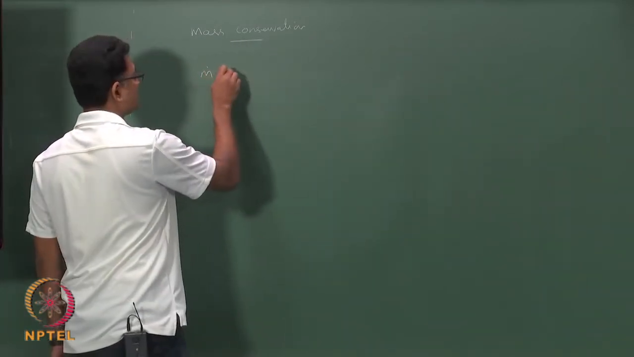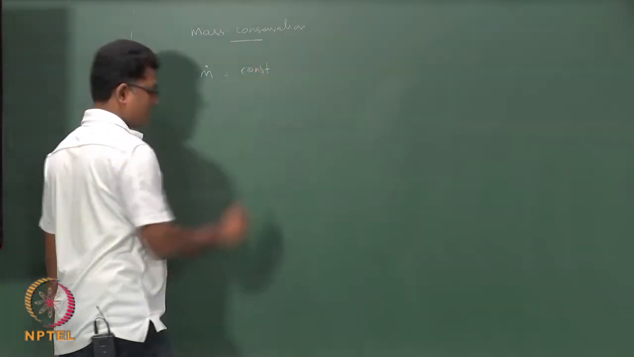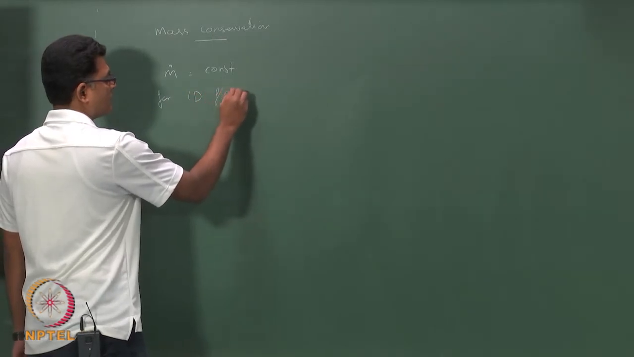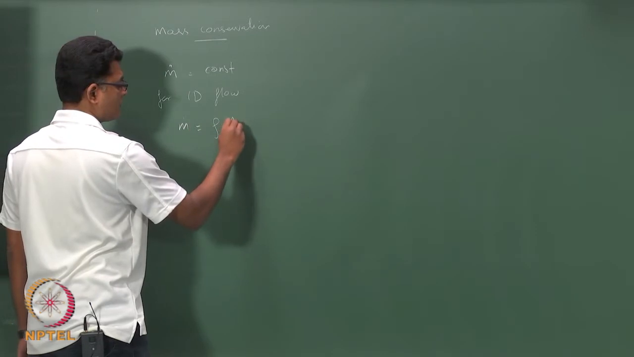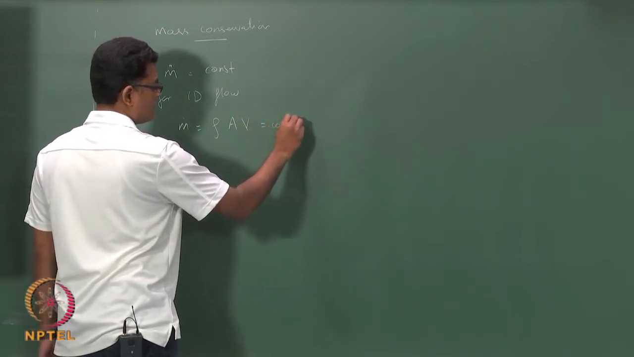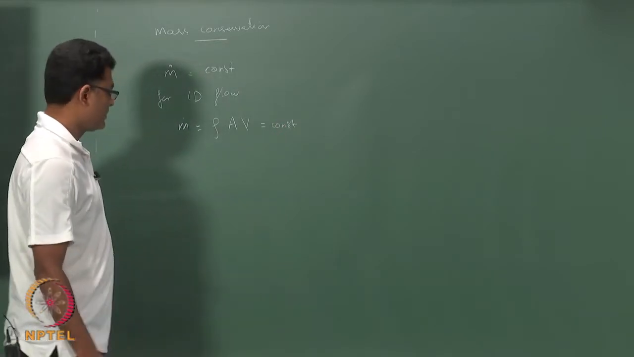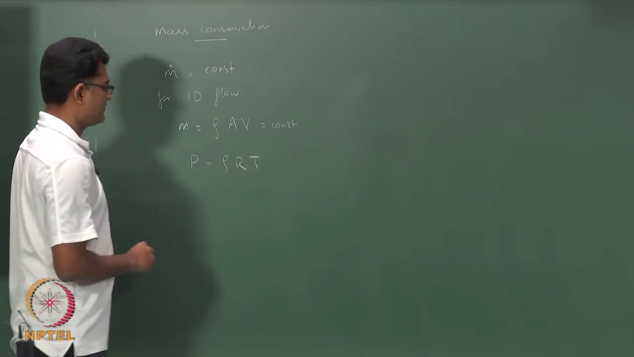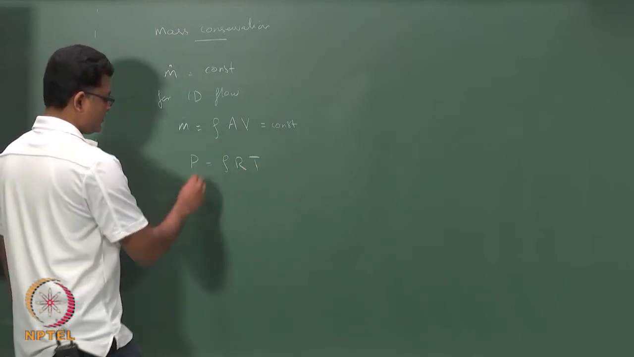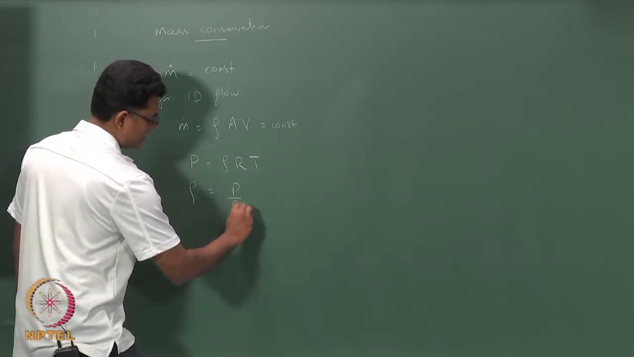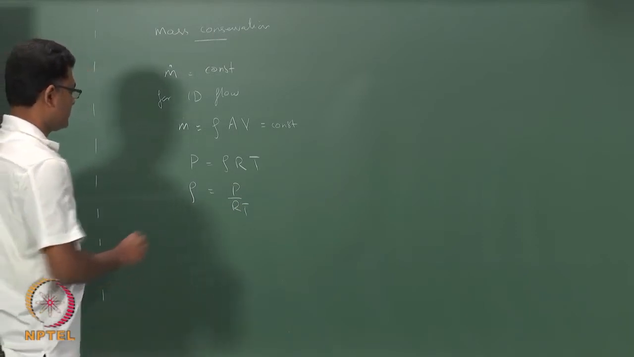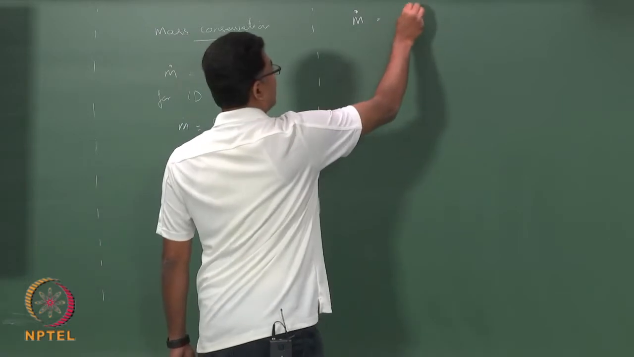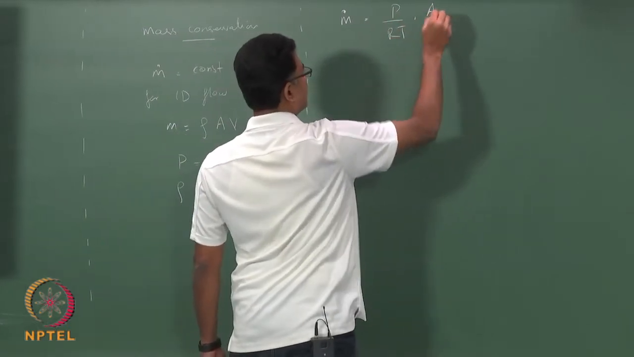So, m dot is constant for 1D flow. Equals constant. We know P equals rho R T. So, I can substitute rho as P by R T. So, my m dot is now P by R T into area A into velocity V.